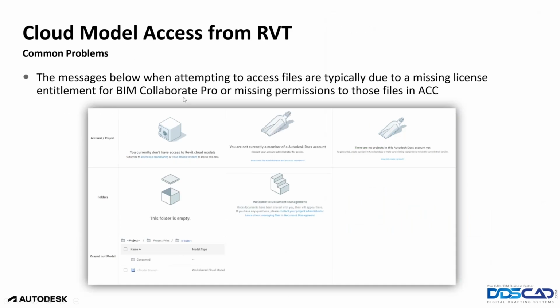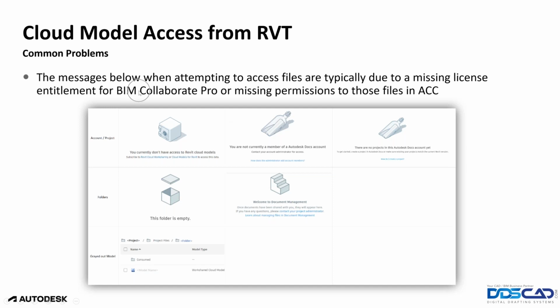So this is a very common one that we run into. You're getting any of these sorts of things, grayed out model in Revit, or any of these splash screens when you're trying to open a model. You're typically either missing a BIM Collaborate Pro license or you're missing the permissions in the project itself on the Construction Cloud to see those certain files. So I'm going to show you that permissions thing here a little closer.